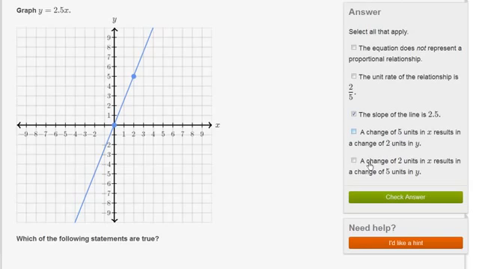So this isn't right. A change of 2 units in x results in a change of 5 units in y. Well, we see that. A change in 2 units of x results in a change of 5 units in y. That's exactly what we graphed right over here. These 2 points show that. So this is definitely true.